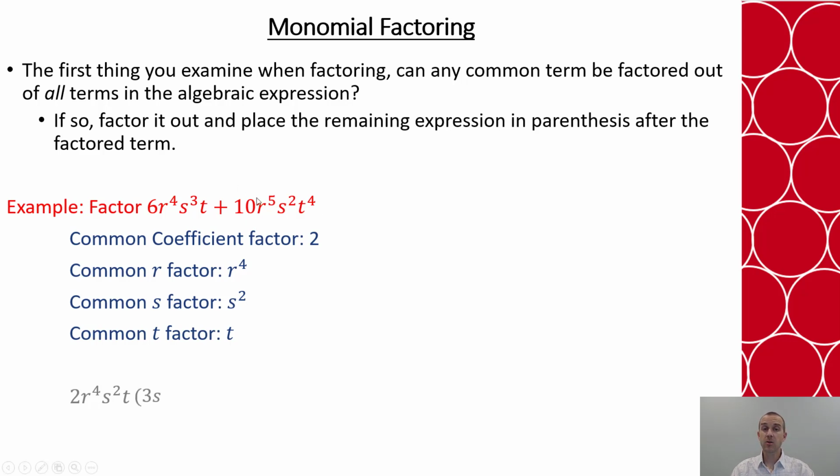I do the same thing with my second term. 10 divided by 2 is 5. R to the 5th divided by r to the 4th is r. S squared divided by s squared is 1. And t to the 4th divided by t is t cubed. So that's plus 5rt cubed. And there's nothing else I can do to factor this expression. So this would be the factored form.